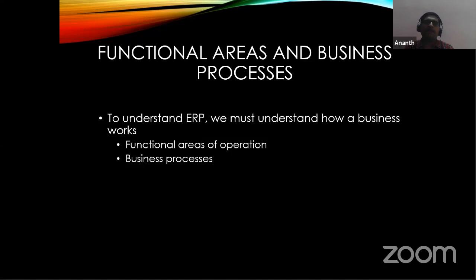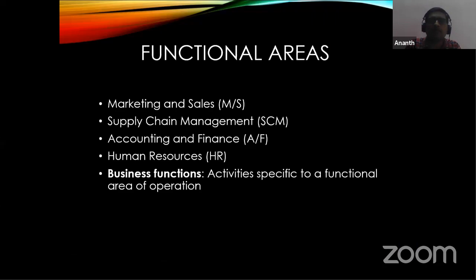So we can majorly categorize these things into functional areas of operation and business processes. I will get into that in my next slide. So what is functional areas? The organization will have different departments. It can be marketing and sales, it can be supply chain, it can be account and finance, human resources. So each company has one or more departments.